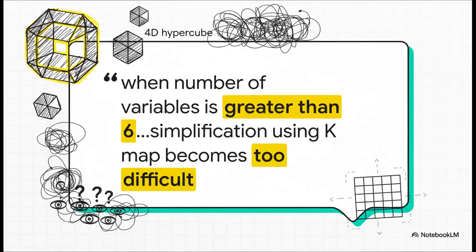Yeah, this quote pretty much says it all. Once you get past 5 or 6 variables, you're trying to visualize groups in a 4D hypercube or something even crazier, and our intuition just completely breaks down. The K-map is the perfect tool for human-sized problems, but it definitely has its limits.